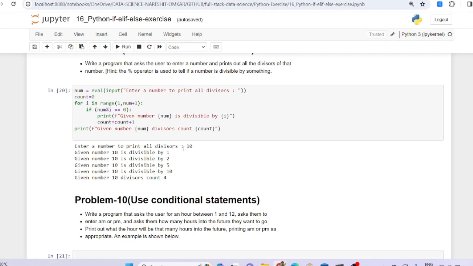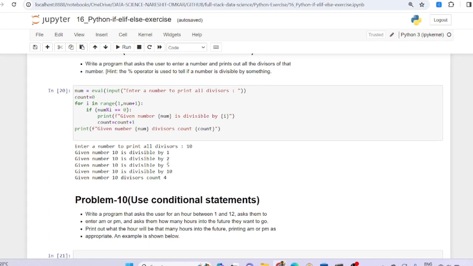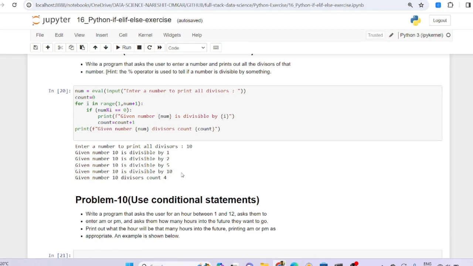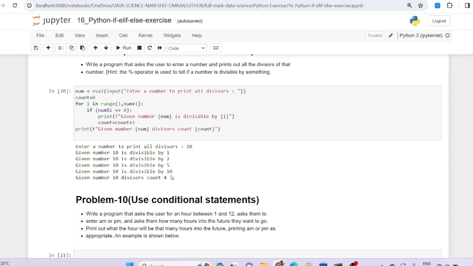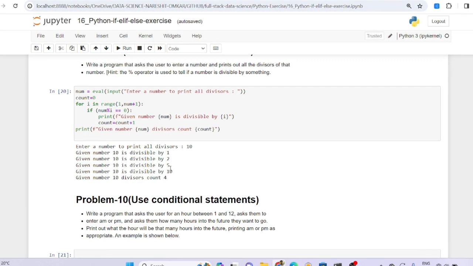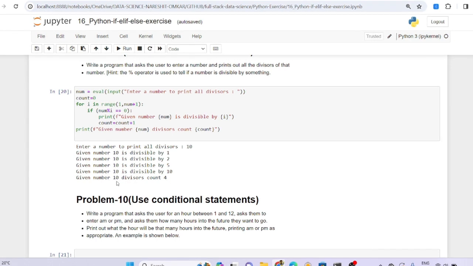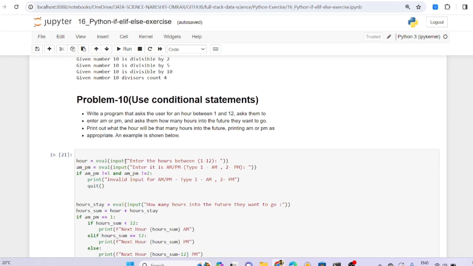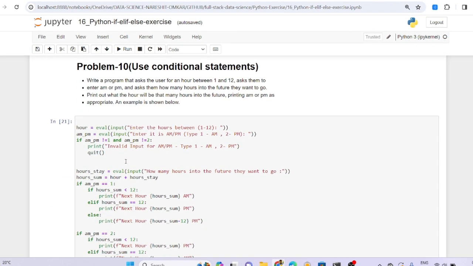So here I am printing: 10 divided by 1, the remainder is 0; 10 divided by 2, the remainder is 0; 10 divided by 5, the remainder is 0; 10 divided by 10, the remainder is 0. Always it's 1 and the number itself that is divisible. The rest of the things we have identified. So total divisors of the given number 10, count is 4. Now problem number 10, we have reached the last one.